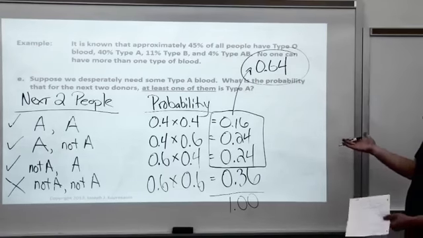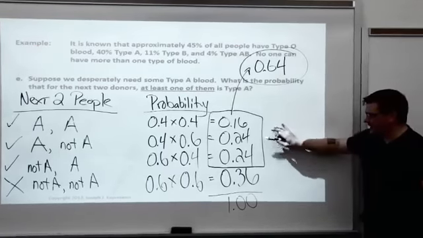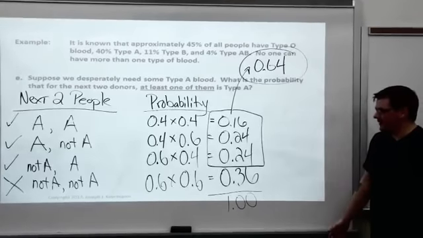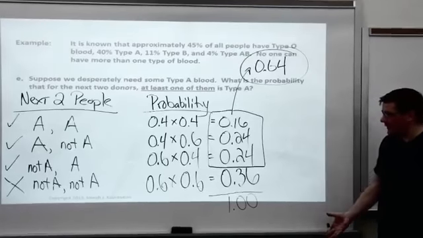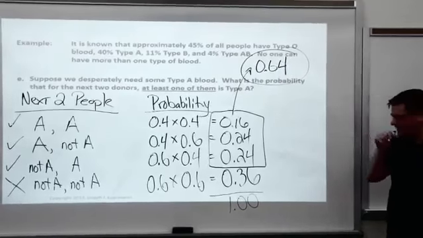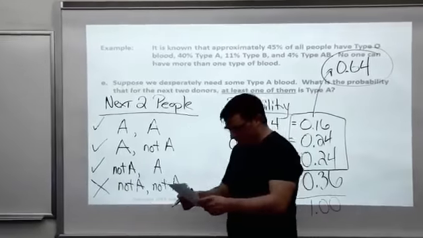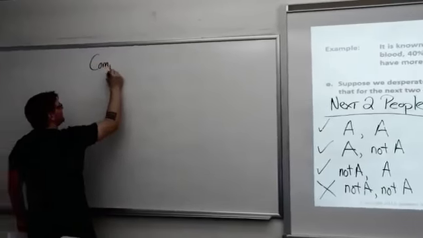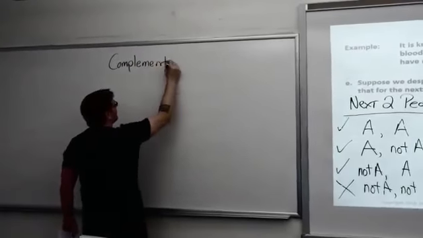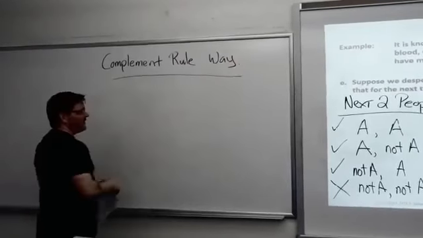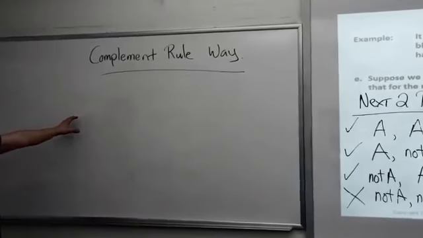There's one last. Seems like a lot of work to do it this way. And what if I had, say, I don't know, 5 people coming through the door? What's the chance we get at least some type A blood with 5 people? So we'll go over here, do this one last way, and then we're going to move on to that second example. Maybe we can use the complement rule way to answer this question.